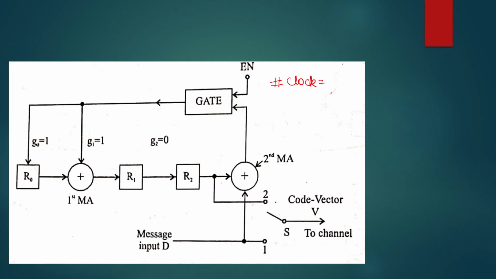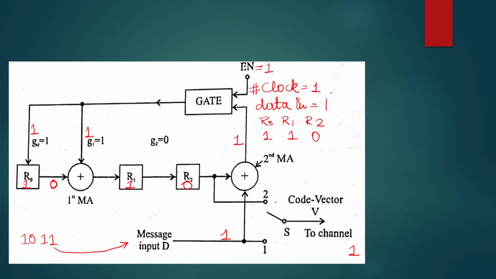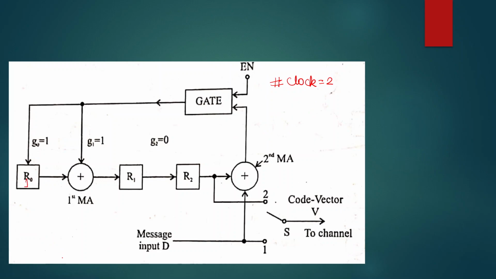In clock cycle 2, previously the contents of the shift registers were 110. Now the next data bit would be 1. So here there is already 1. Now I am putting another 1. Since you have another 1, 0 modulo 2 added with 1 will give me 1. So this gets sent into R0 and the modulo 2 adder.